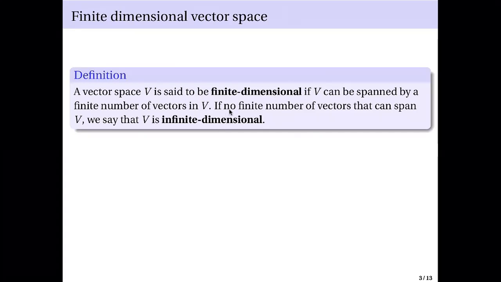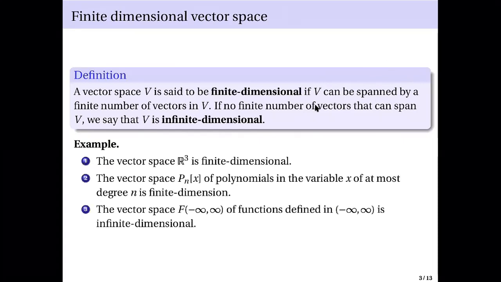Okay, if we cannot find a finite number of vectors that can span V, we say that V is infinite dimensional. Remember the word span, it means a linear combination. Meaning you can find a finite number of vectors in V whose linear combinations can generate all the vectors in V.